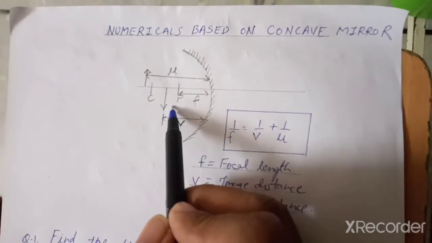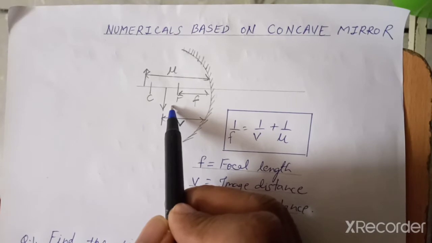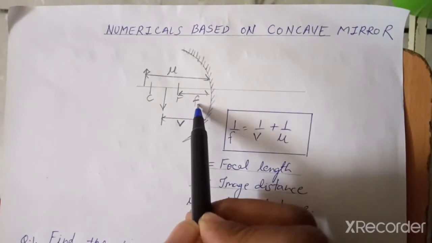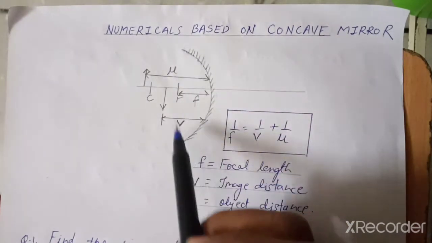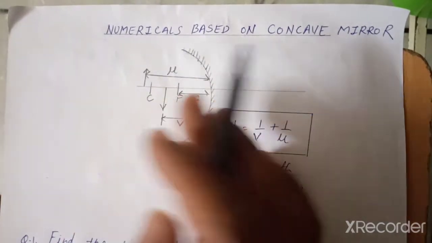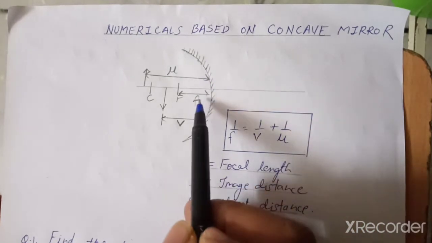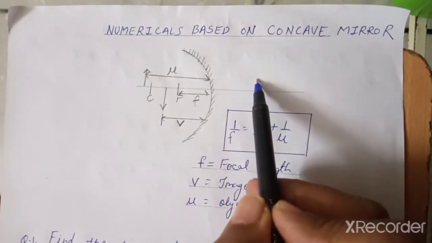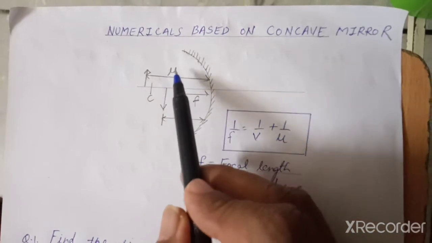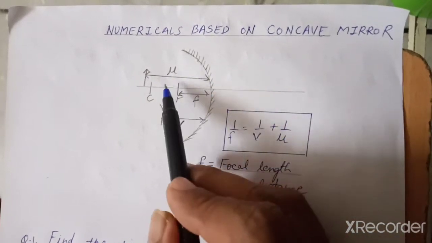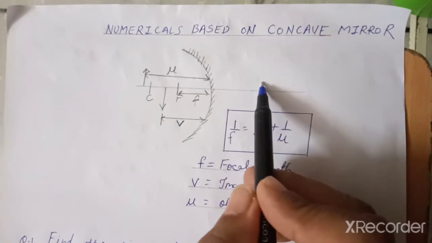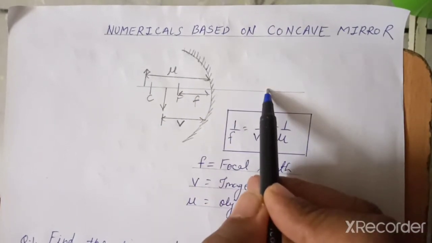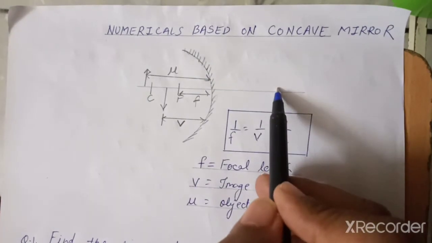The focus is also towards the left hand side. So in each and every case U, V and F will be considered negative because they are on the left side of the mirror. When the object is kept between F and P, the image will form on this side. So in that case the object distance and focal length will be considered negative, but the image distance will be considered positive because it is on the right hand side.